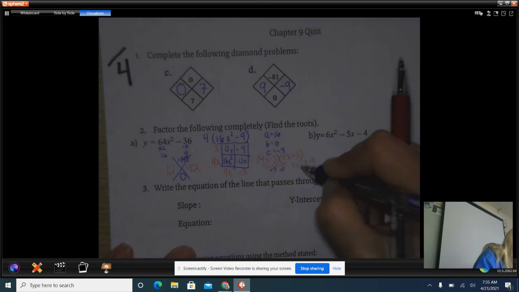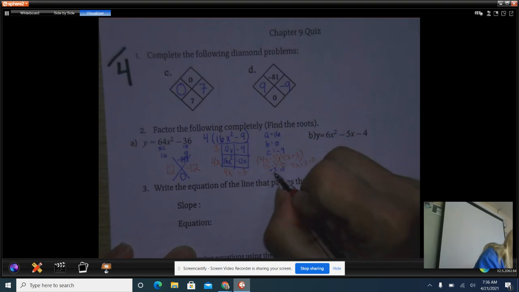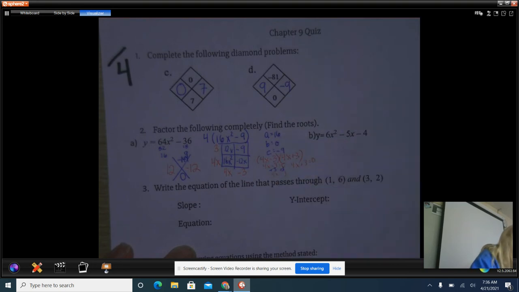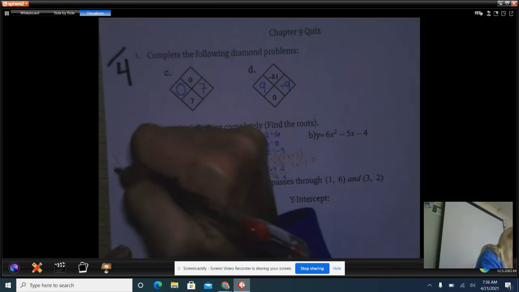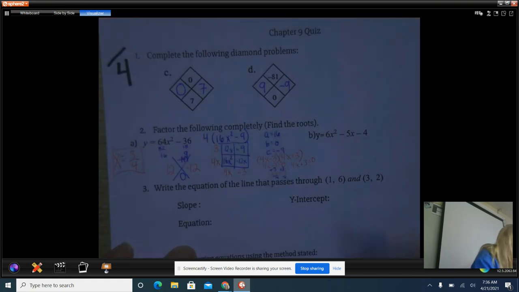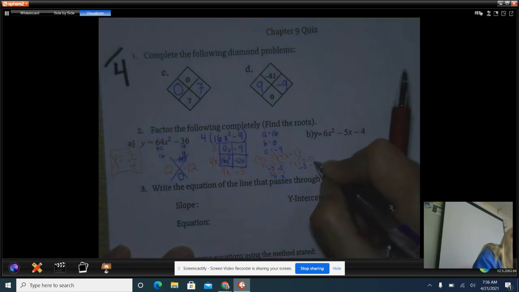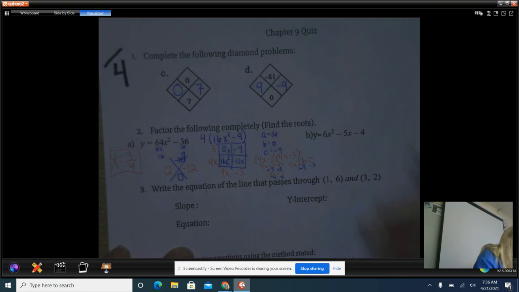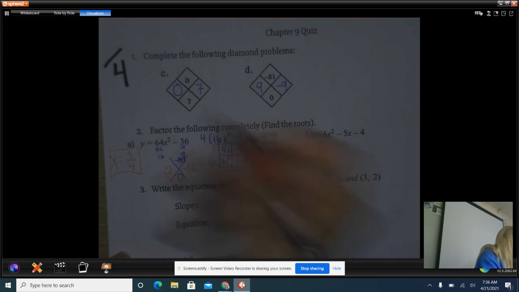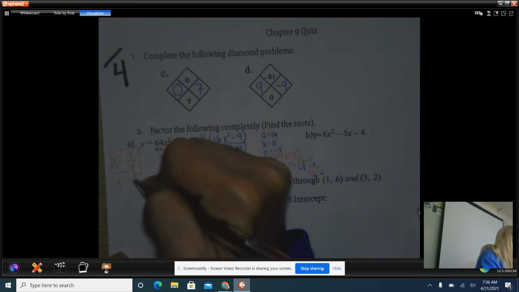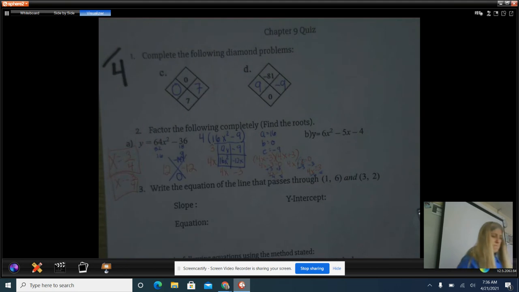And I get 4x is equal to 3. Divide both sides by 4, and our first x is equal to 3/4 or 0.75. And then this one, I'm going to go ahead and subtract 3 from both sides. I get 4x equals -3. Divide both sides by 4, and my second root is -3/4 or -0.75.